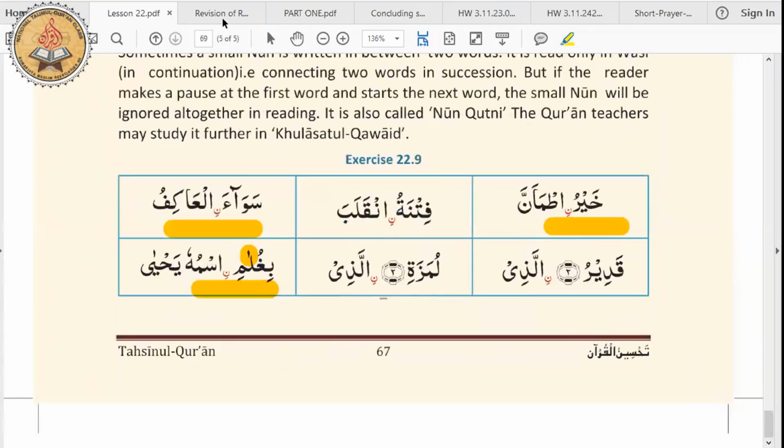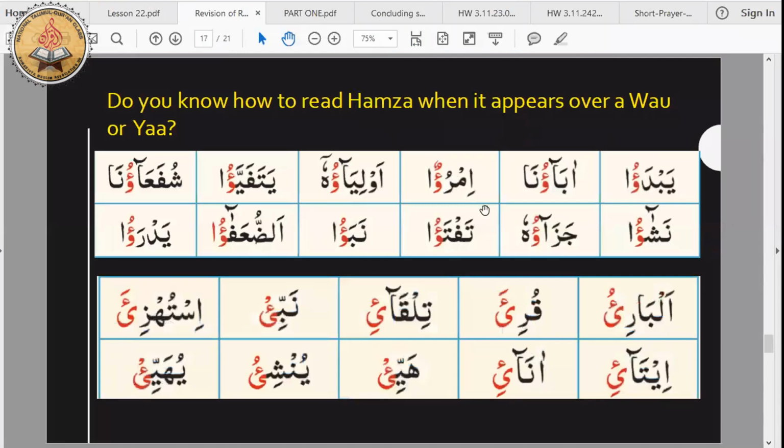So these were our rules. Just a quick recap of Hamza. When we find Hamza on Waw or Ya, we ignore the sound of Waw or Ya, because Hamza is taking the chair of Waw and Ya. So we just articulate the sound of Hamza regarding the stroke it carries. Now we'll practice a few words from this exercise, and then we move on to the recitation of the Holy Quran.